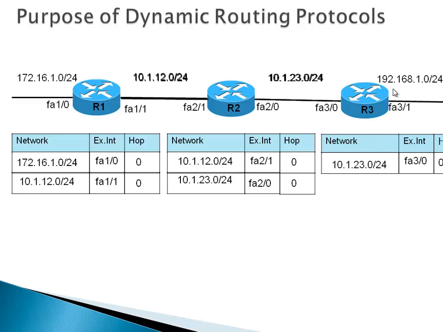And router 3 has got another network, 192.168.1.0/24, and the exit interface for that network is FA3/1. So I will add that to the table. Now the networks here, every router knows about directly connected networks, but they don't know about the remote networks. So at the moment the network is not converged.